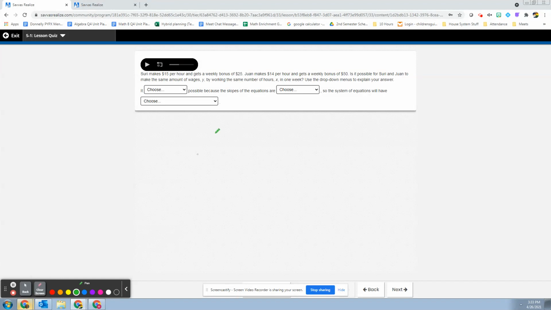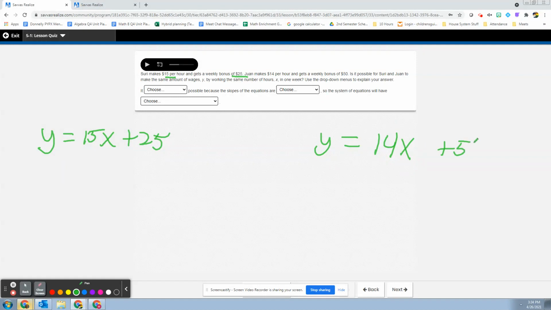This is where you want to write a system of equations, so you have to go through the whole process of writing an equation. Y equals, so the X is the number of hours. Surrey is 15 per hour, 15X, whereas Juan is 14X, right? So we have different slopes. Surrey gets a weekly bonus of 25, so plus 25, and Juan is going to be plus 50 here. So per hour means times X, so that's 15X, 14X, weekly bonus of 25, plus 25 and plus 50.